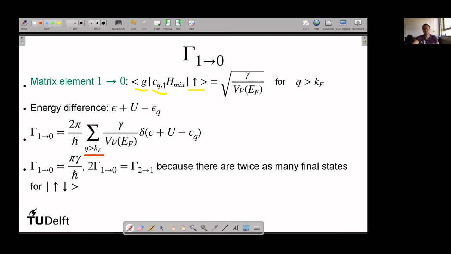I don't write it, but in the same manner, and with the same assumption for the density of states close to the Fermi level. And this time we find that the transition rate from 1 to 0 is half of the transition rate from 2 to 1, because there are twice as many final states for a transition from the 2 state to the 1 state.